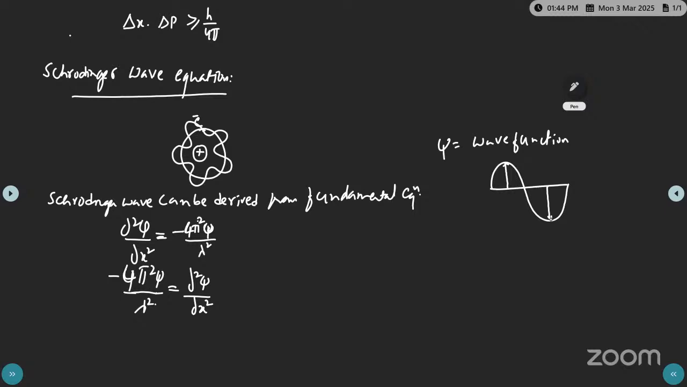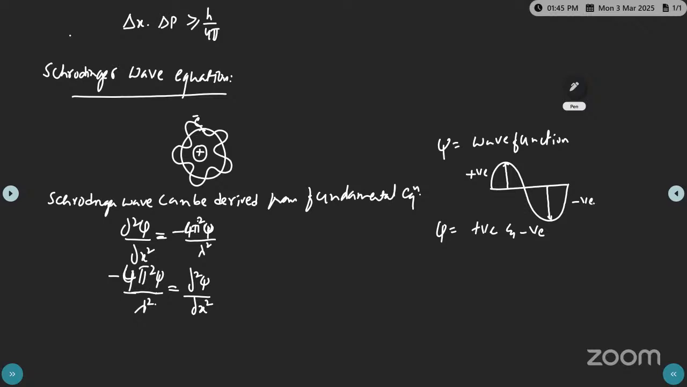Here psi has positive and negative values. The height will be a positive value and the depth will be a negative value. So in a wave, the height is known as positive amplitude, and the depth is known as negative amplitude. So this is the significance of psi.